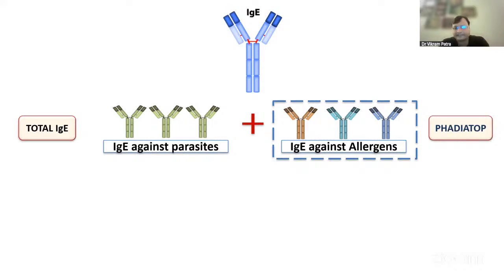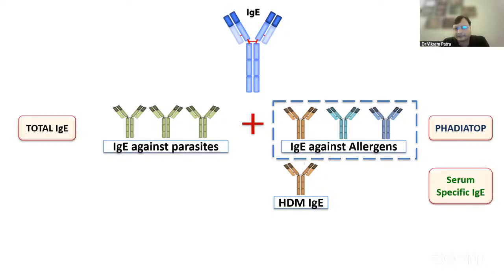Now, Phadiatop is excluding other IgE. It is just calculating the allergens. Phadiatop will just tell that IgE are produced against some allergens, but we don't know which. Now, if I say multiple allergens are there, out of this, one is HDM IgE, and that is going to get detected by serum specific IgE.